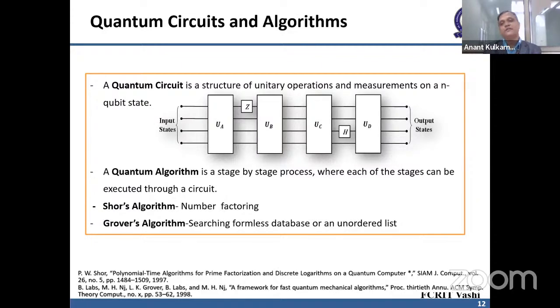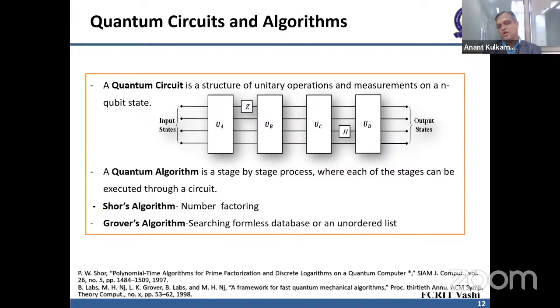Then what is the difference between a quantum circuit and a quantum algorithm? A quantum algorithm is a stage-by-stage process where each stage can be executed through a circuit. It is a stage-by-stage process, and each stage has to be executed by a quantum circuit, right?